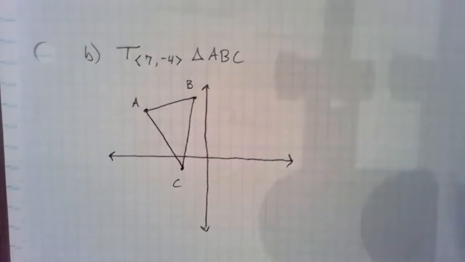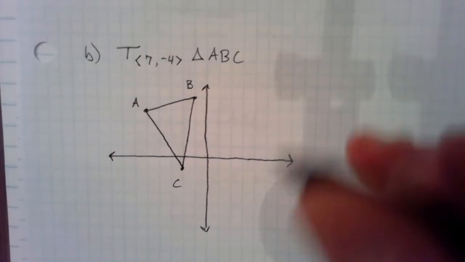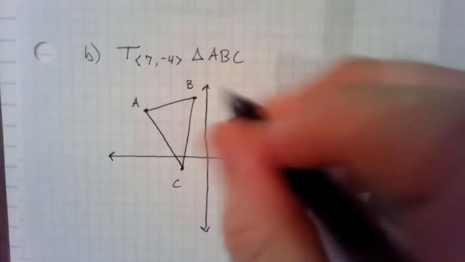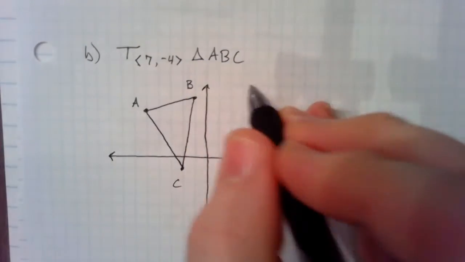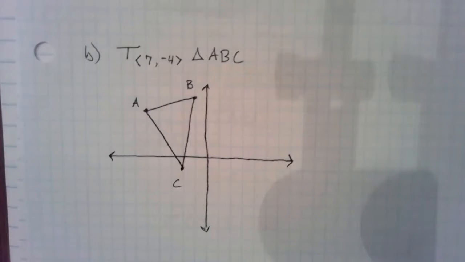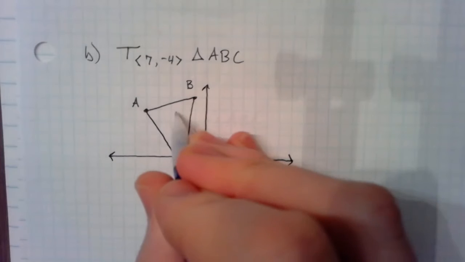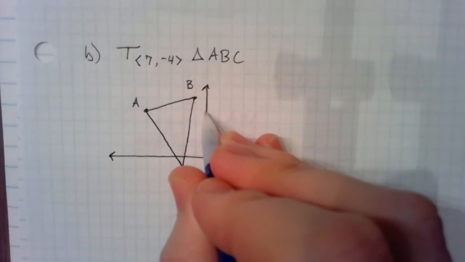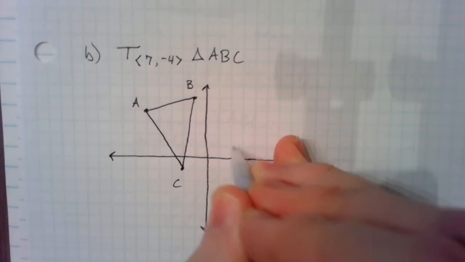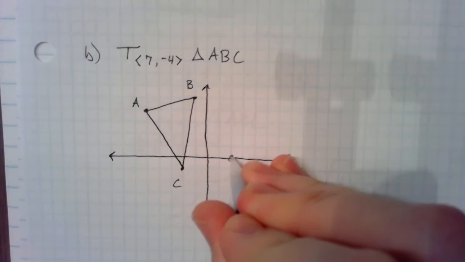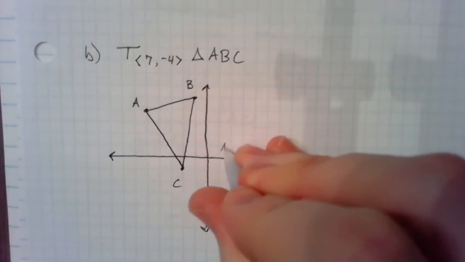Now, like I said, we can read these coordinates and then do our transformation, or we can just follow these directions. We know we're going to move 7 to the right, and we're going to move down 4. Okay, so I'll do this one in pencil. I'll move over 1, 2, 3, 4, 5, 6, 7. And then I'll move down 1, 2, 3, 4. So this is going to be A prime.